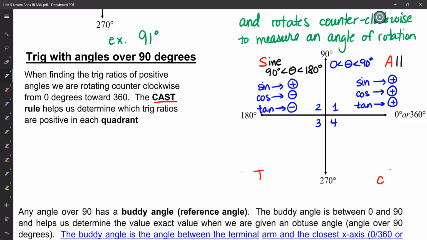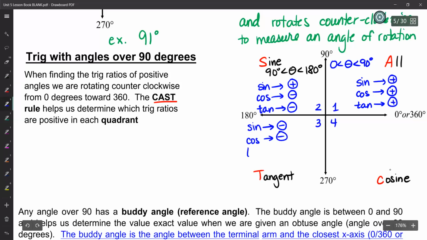And can anyone guess what T and C stand for? Okay, so can somebody predict for me what might happen in the tangent quadrant? So in the tangent quadrant, tangent is positive and sine and cosine will be negative. You can test this on your calculator, choose any value between 180 and 270, plug it in, and you will notice that sine will give you a negative ratio, cosine will give you a negative as well, and tan will give you a positive. Okay, so this is for angles between 180 and 270.